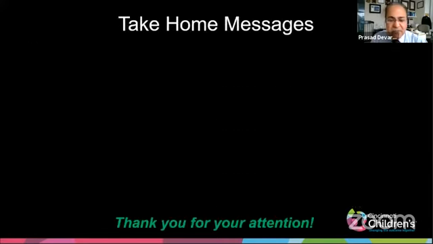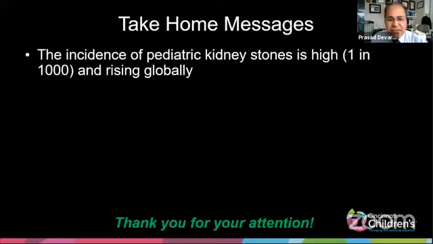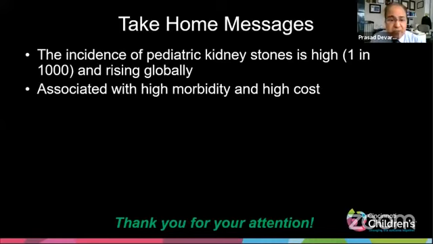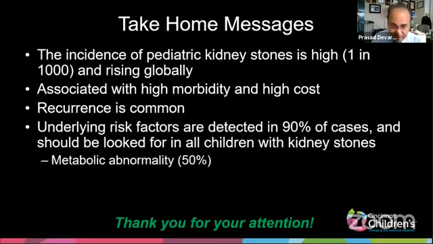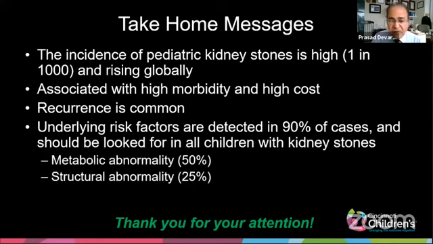So take-home messages, and this is my last slide. The incidence of pediatric kidney stones is really high, 1 in 1,000. It is going up very globally, and it's associated with high morbidity, high cost. The biggest problem is that recurrence is common, and kidney stones in kids cause chronic kidney disease. And almost always there's an underlying risk factor that we as pediatric nephrologists should absolutely look for in all children with kidney disease. Look for metabolic causes, look for structural abnormalities and recurrent UTI.